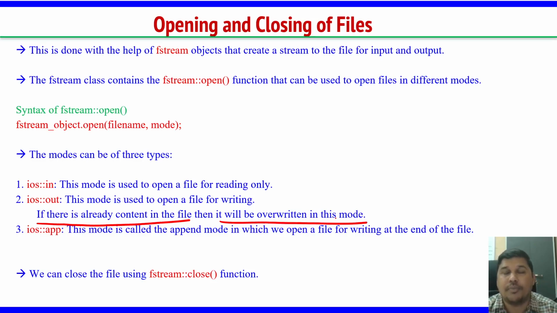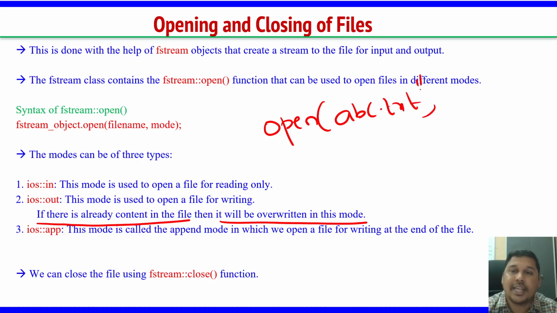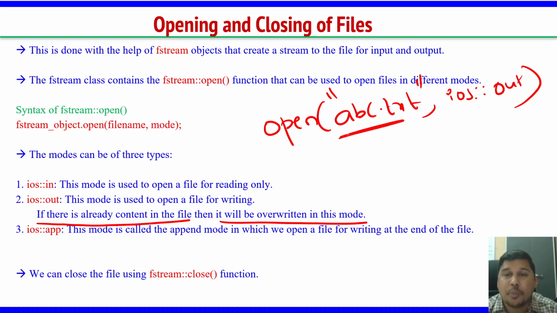It means you opened a file abc.txt, in double quotes, and you are giving some mode here. Let that mode be ios::out. When I give it like this, what is it doing? It is trying to open this file for writing. What if there is already some content in it? That will be erased if you are using out mode.